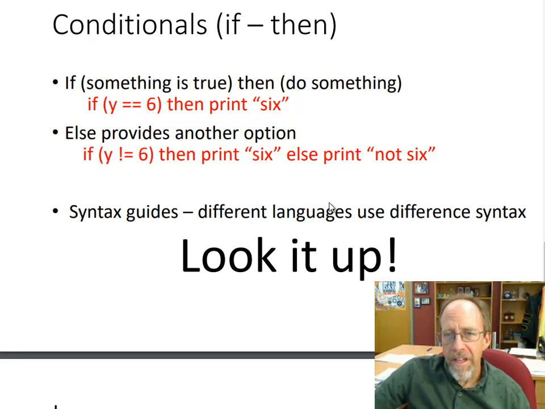A conditional. Conditional is simple. If something is true, then do something. I got some examples here, and if you look at my examples, you'll notice that the syntax is very specific. Like if y equals 6, then print 6. But notice that it's not y equals 6. Why do I have the double equals?